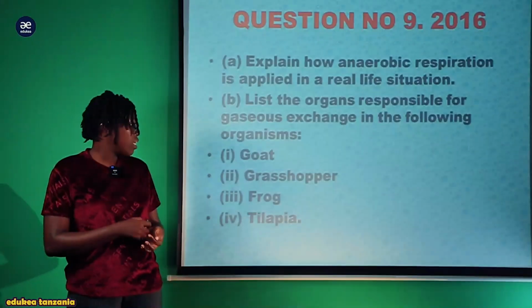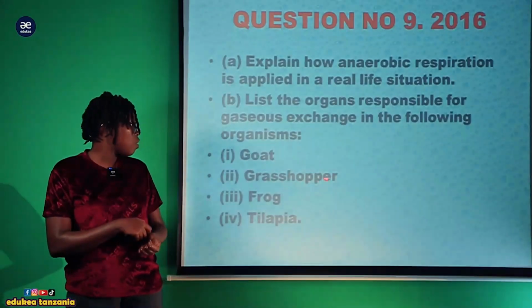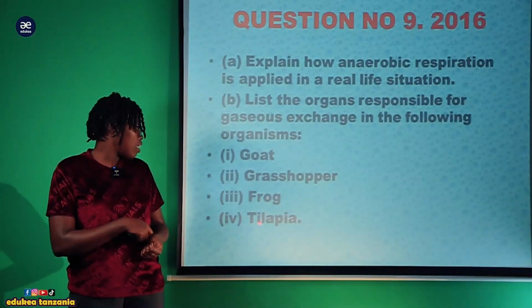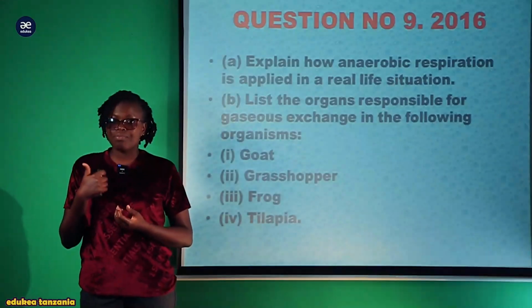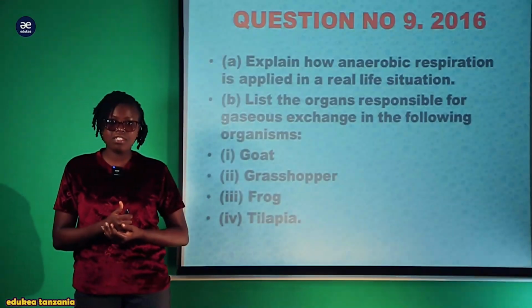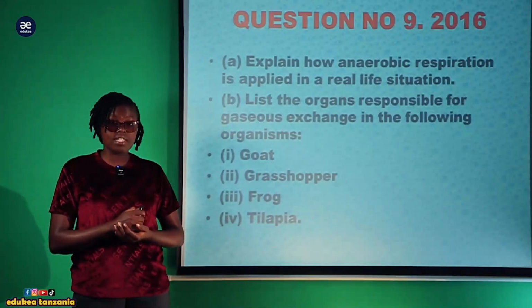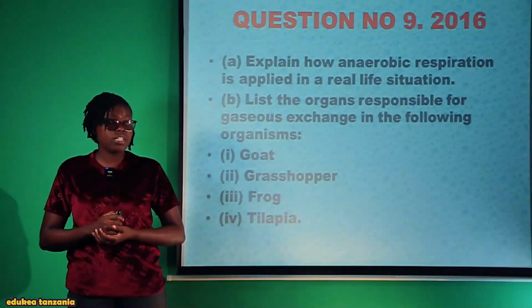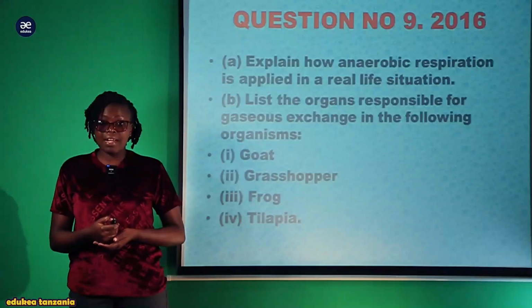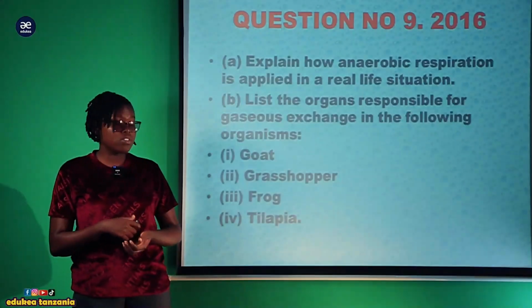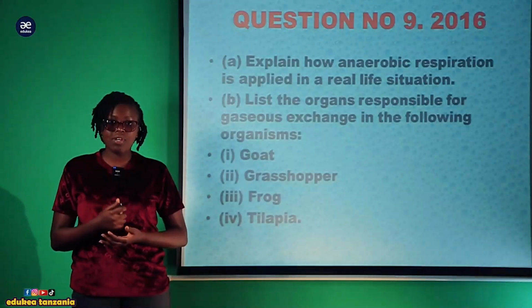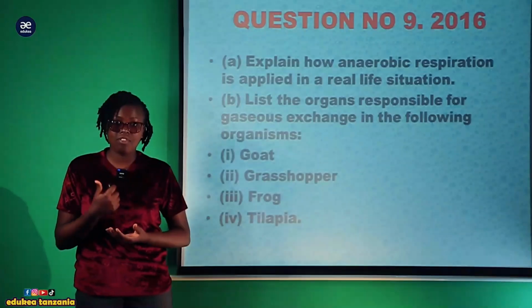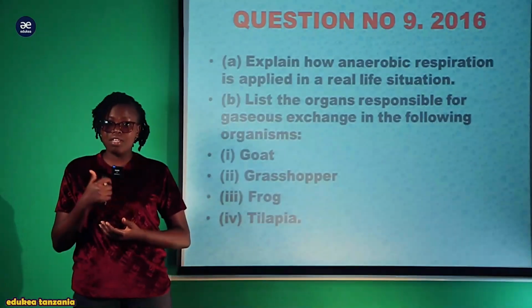The first one, you have been given the goat. Second one, grasshopper. Third one, frog. And the last one is tilapia. My lovely Form 4 students, this topic and this question have been derived from the topic of gaseous exchange and respiration. Question number 9 Roman A has been derived from the concept of respiration, and question number 9 Roman B has been derived from the concept of gaseous exchange.